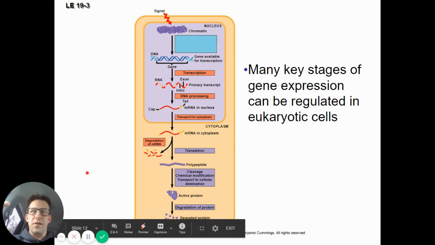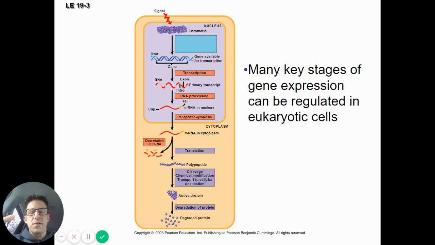All of these things are considered gene expression. They are involved in the process of gene expression. So this entire diagram that you see right in front of you here is gene expression. I want you to keep that in mind. And your cell can basically regulate gene expression at any one of these stages right here.